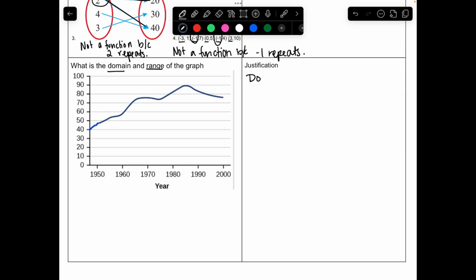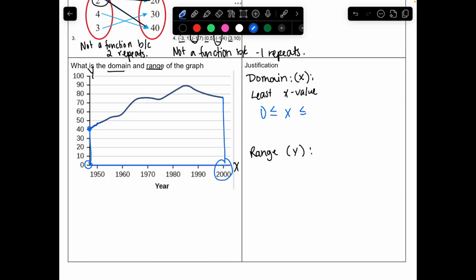Okay, next. What is the domain and range? Remember, domain is your x values. Your range is your y values. Okay, so what's my least x value? Remember, this is x, this is y. So your least x value is going to be at 0. So 0 less than or equal to, since it is a closed circle, x less than or equal to, what's the highest x value? It's going to be 2000.